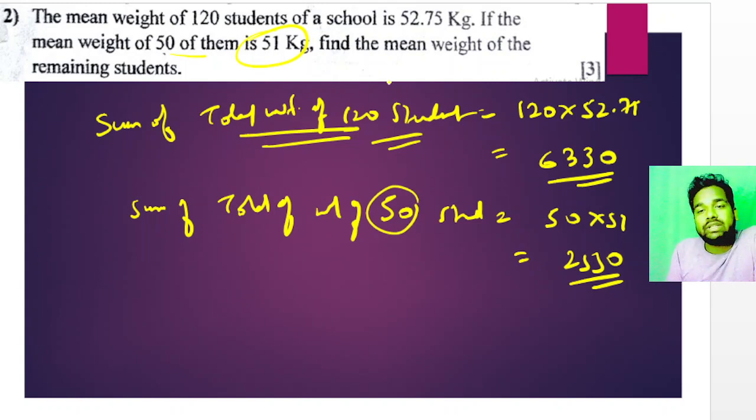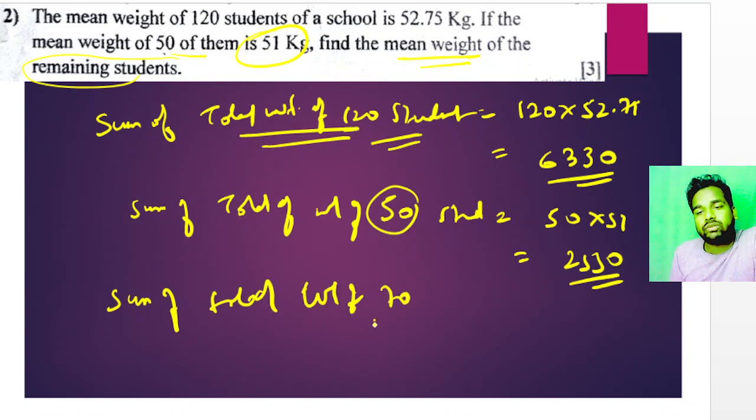Now the question is asking to find the mean weight of the remaining students. The total is 120 students, and for 50 students the sum is already given. So how many students are left? That is 120 minus 50, which is 70. So we need the sum of total weight of the 70 students. You are going to subtract 6330 minus 2550.